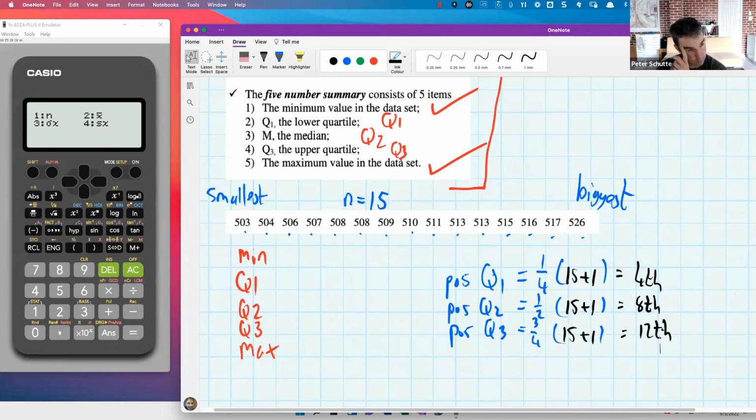So what I've done is I've figured out the positions, but I haven't figured out the values yet. So you still need to give me the values. Keep them coming in the chat. Let's see them.